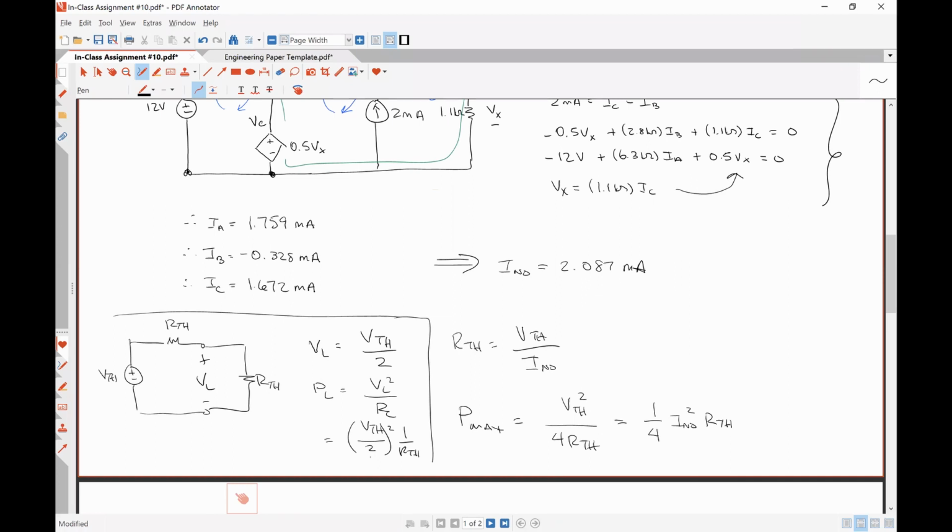Okay, I see. So basically it's like you already plugged Ohm's law into the VTH over 2. Yes. Okay, that makes sense. And the 1/4 in the current one comes from the fact that the current is going to divide evenly. So I Norton divided by 2 is going to flow through the load resistor. And then when you square that, you get I Norton squared divided by 4 multiplied by your load resistance, which is RTH. Okay, that makes sense. Alrighty, any other questions on this first problem?